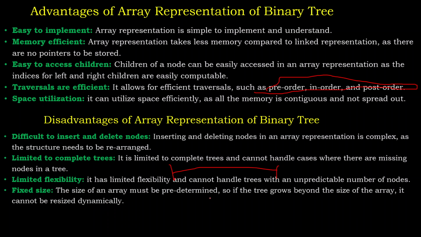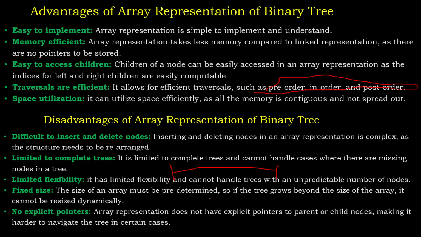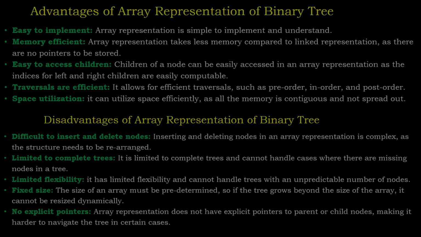And next is fixed size. We have already talked about this fixed size, because an array has a fixed size. There are no explicit pointers, meaning implicit rather than explicit pointers to the parent or child nodes, so that we can navigate between each other. Okay, so those are the disadvantages.